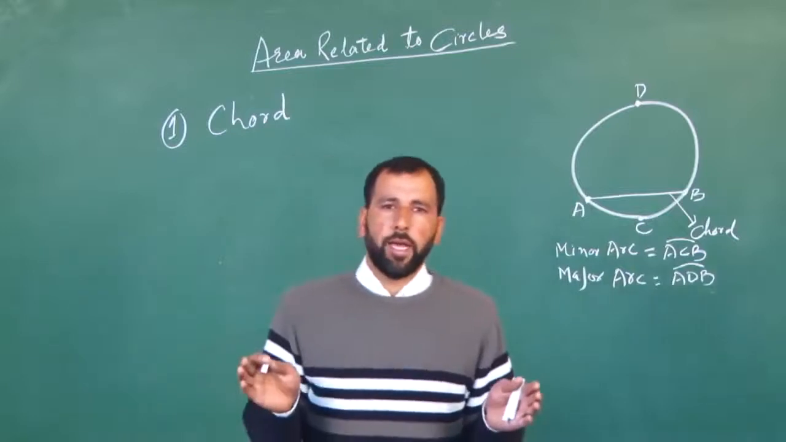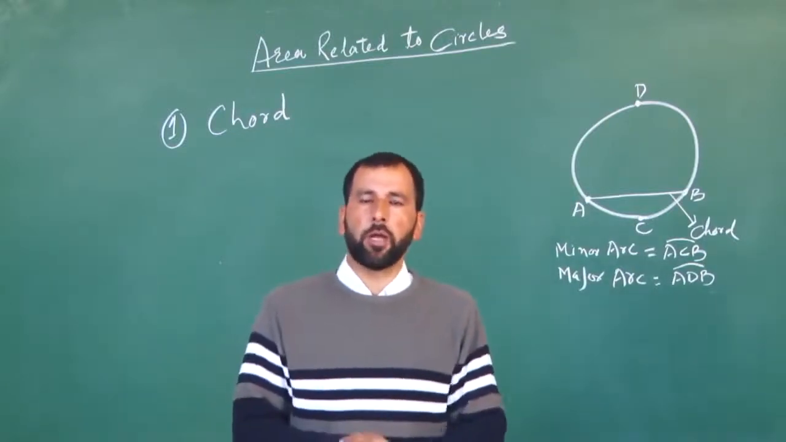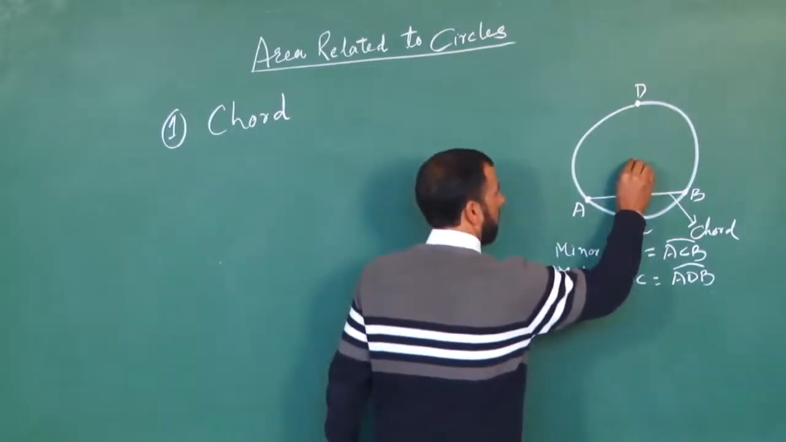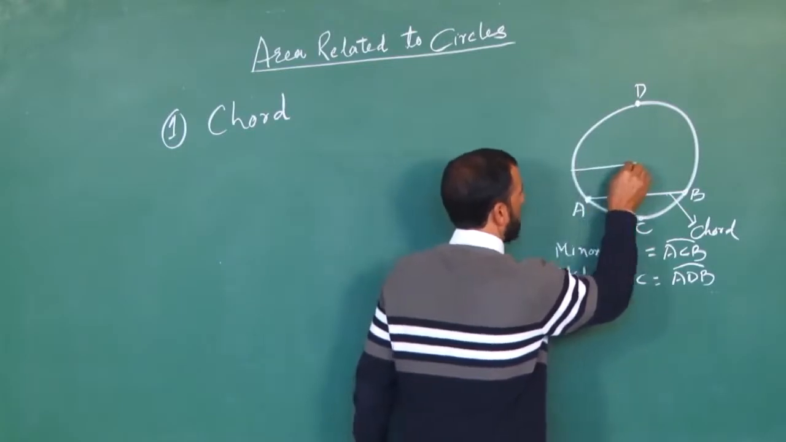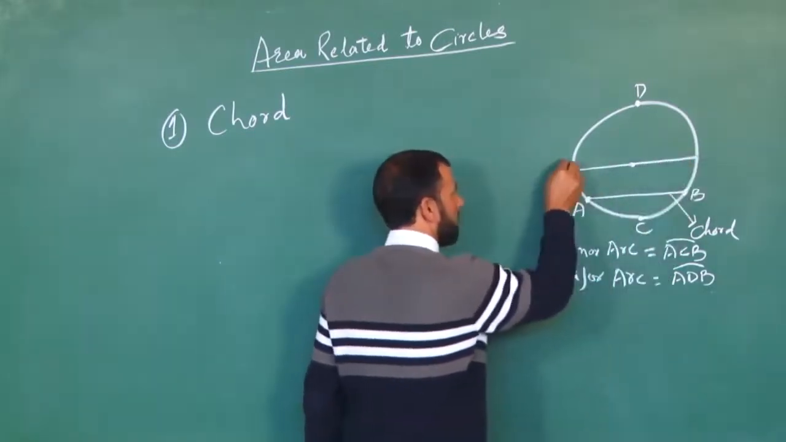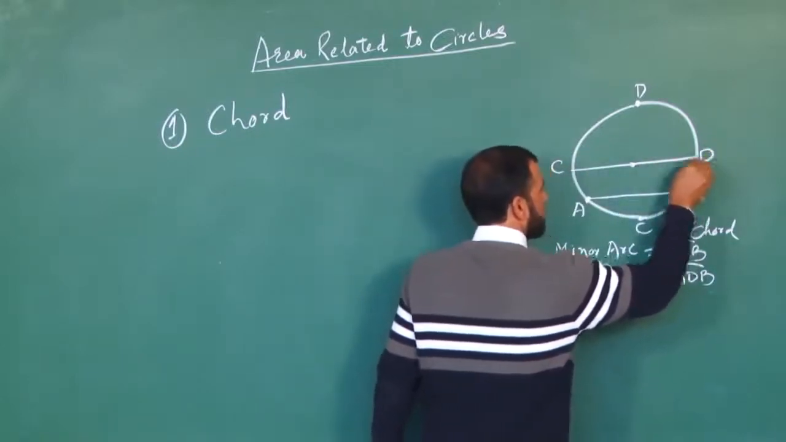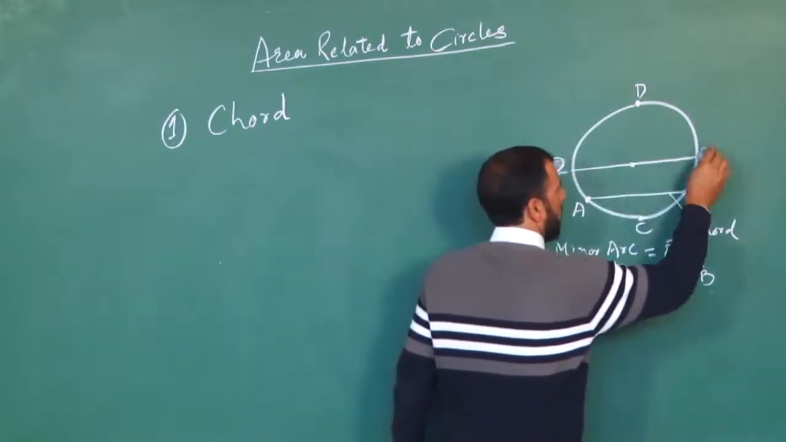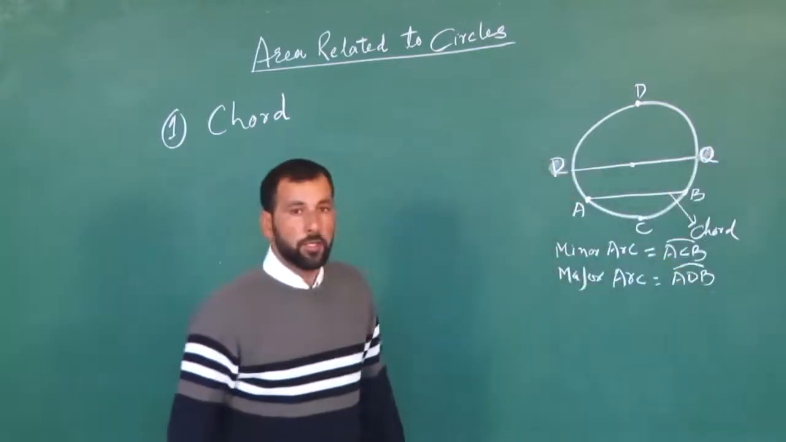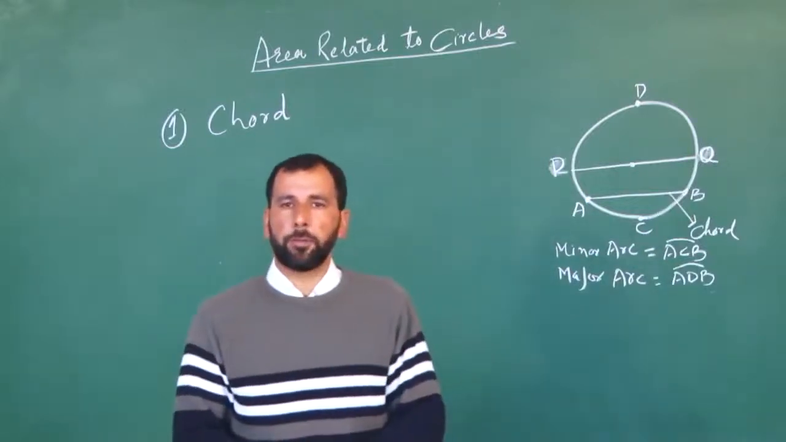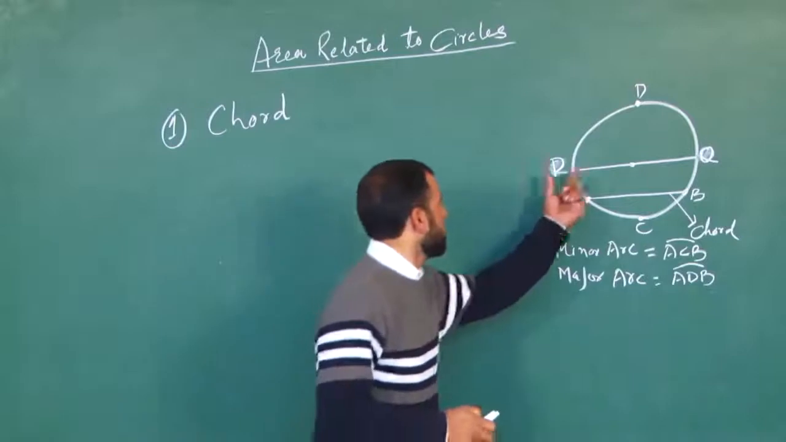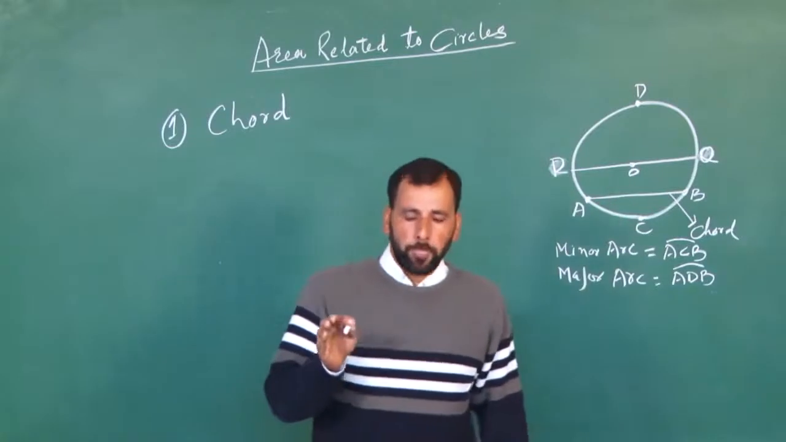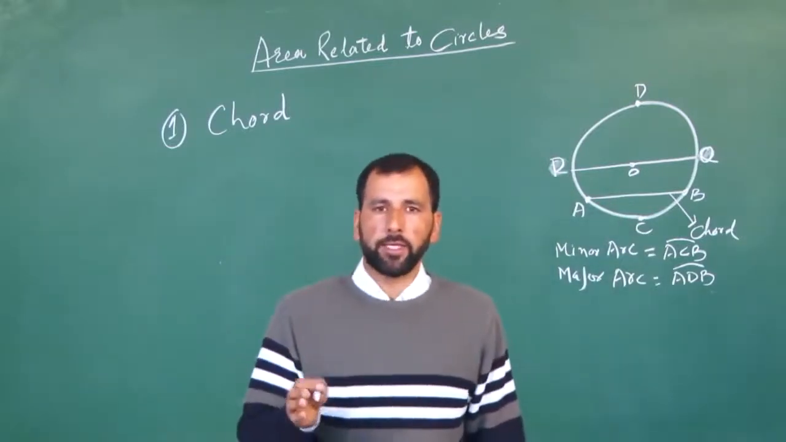We know that the diameter is also the longest chord of a circle, and it passes through the center of a circle. Let this be the center of a circle, and if we draw a line which passes through this center, let the line be PQ. PQ is a line segment which passes through the center of a circle, and this PQ divides the circle into two equal arcs. Each arc is known as a semicircle.